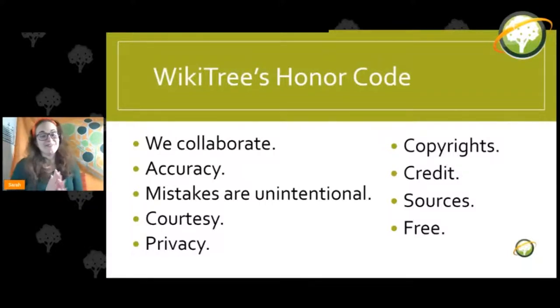We have 9 points on our honor code. I'm going to go through them. They're a little bit obvious, but I'm still going to go through them with you. So the first point is we collaborate. We share profiles, we pool resources, we sometimes work in groups together, like projects, and I'll talk about projects a little bit later. We work together as a community to solve problems.